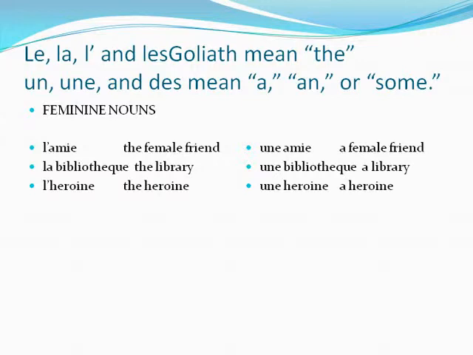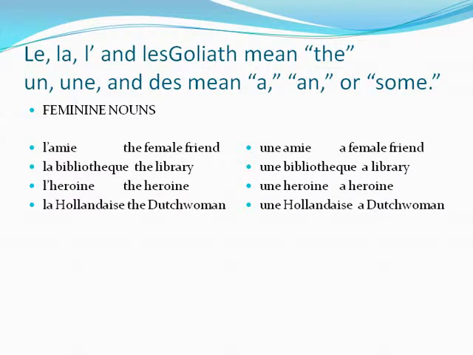Now, if you have it in the masculine way of saying a male hero, the way that you say that is le héros. They don't make it an aspirated H in the masculine hero. But when it's feminine, you don't pronounce the H. But here, you do pronounce the H. La Hollandaise, the Dutch woman, is now une Hollandaise, a Dutch woman.